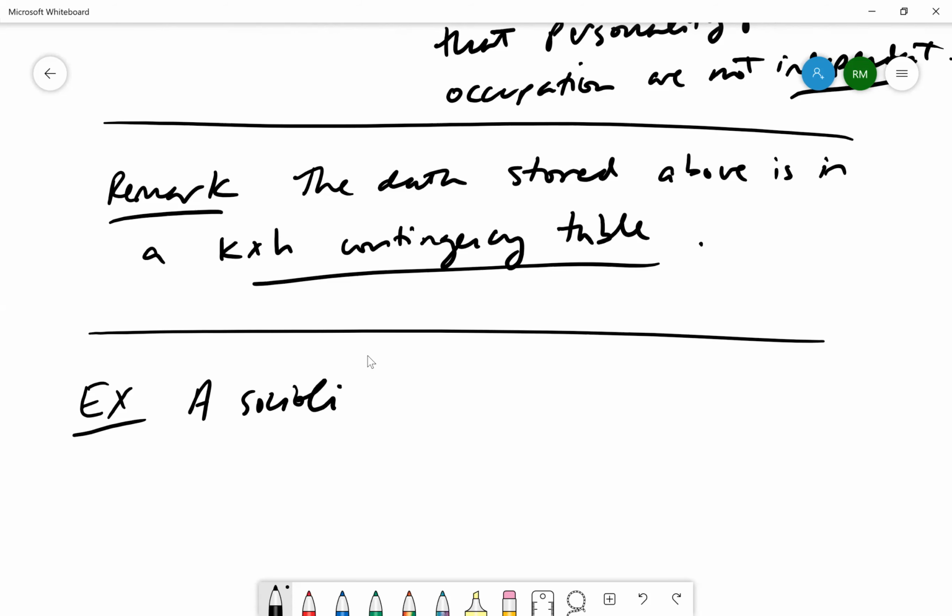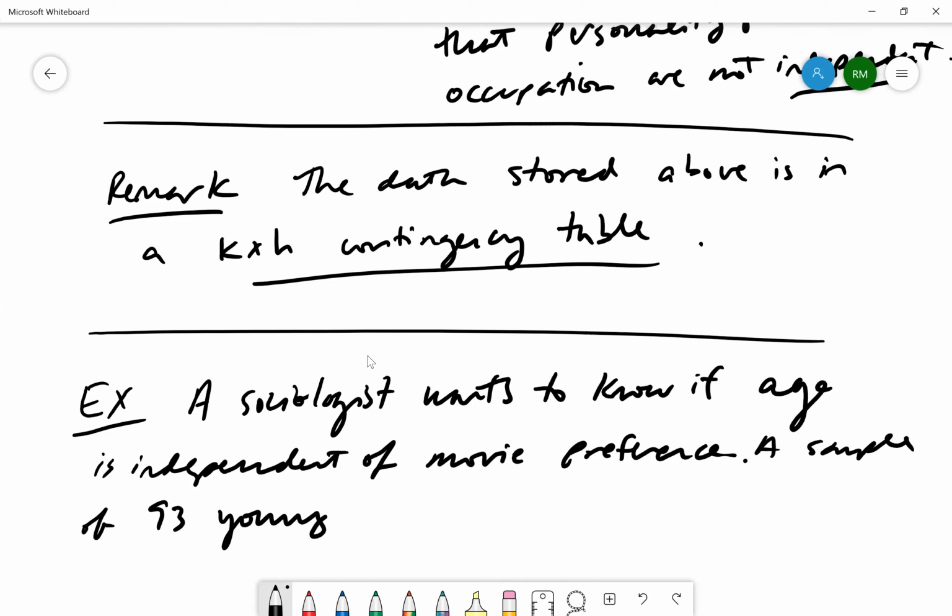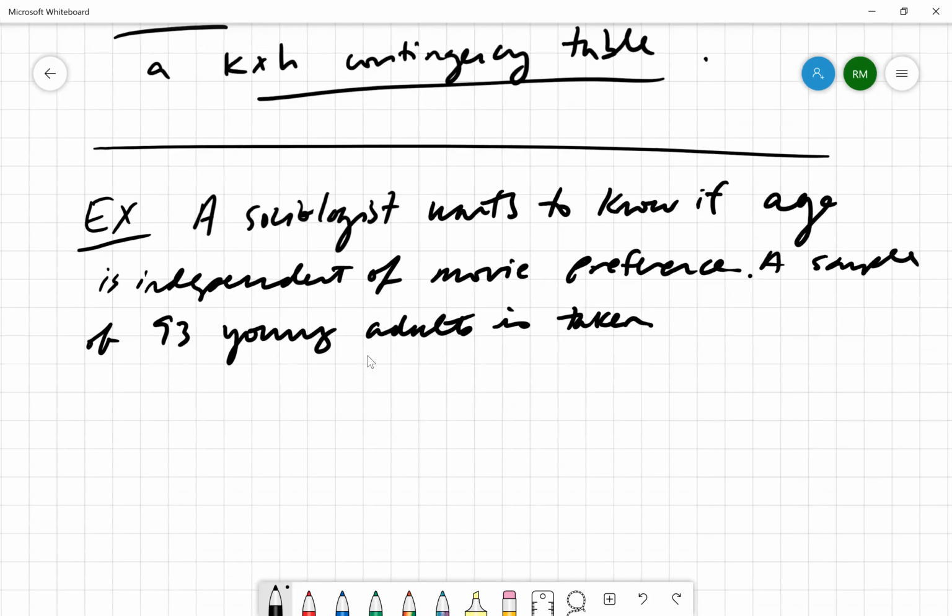So let's look at an example of some data, which has already been sorted into categories for you. A sociologist wants to know if age is independent of movie preference. So they take a sample of 93 young adults, and here's the contingency table.